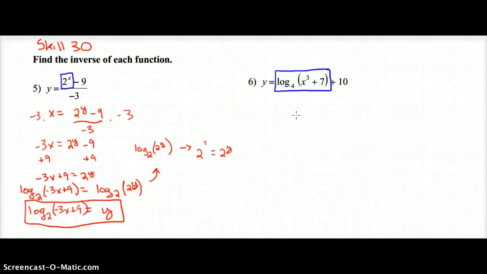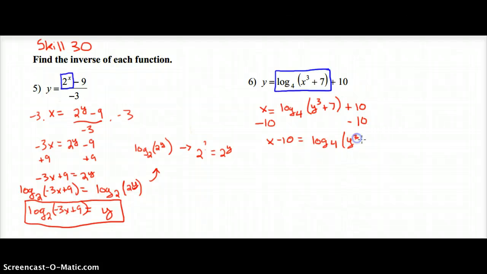Looking at number 6, we're going to have a similar strategy starting off. I'm starting with a logarithm, so I'm going to switch x and y. So I've got x equals the log base 4 of y cubed plus 7, plus 10. I'm going to start by getting the logarithm all alone on the right side, so I subtract 10 from both sides. So I've got x minus 10 equals the log base 4 of the quantity y cubed plus 7.